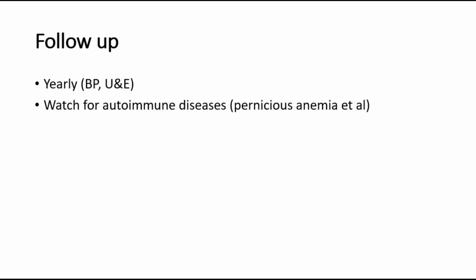To follow up on patients with Addison's disease, we do yearly follow-up by checking the blood pressure and also the urea levels and electrolytes. We also watch out for autoimmune diseases, for example, pernicious anemia.